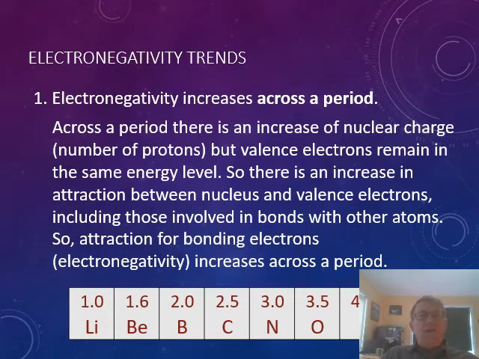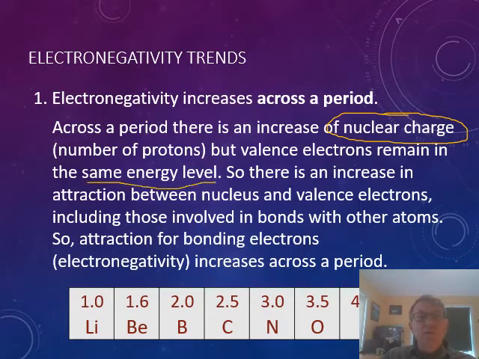Now, looking at the periodic table, we find that electronegativity increases as you go from group 1 up to group 17. Group 18 isn't included because it doesn't form bonds. Now remember, this trend is about atoms in a bonding situation. So across the period, there is an increase in nuclear charge. That means the number of protons in the nucleus of the atom. But the valence electrons remain in the same energy level.